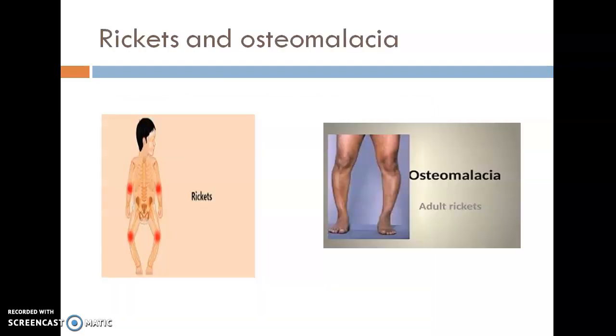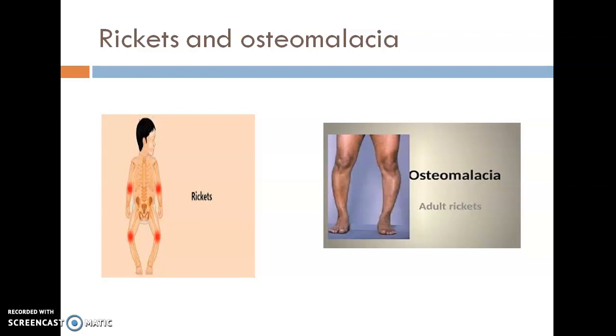Then is rickets and osteomalacia. Rickets is a disease of childhood. It results from the dietary deficiency of vitamin D. Want of sufficient sunlight and fresh air in the dwellings often contributes to the severity of the disease.